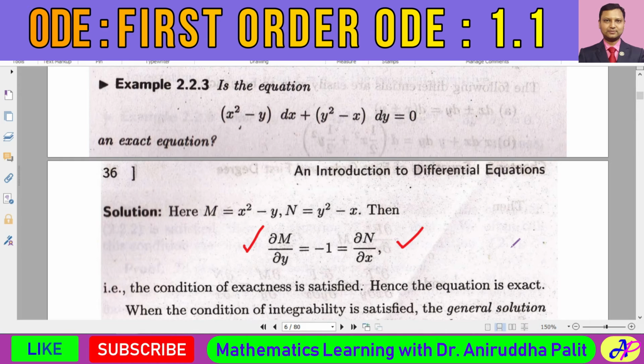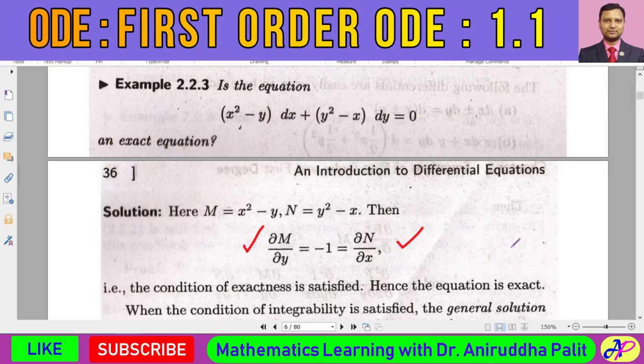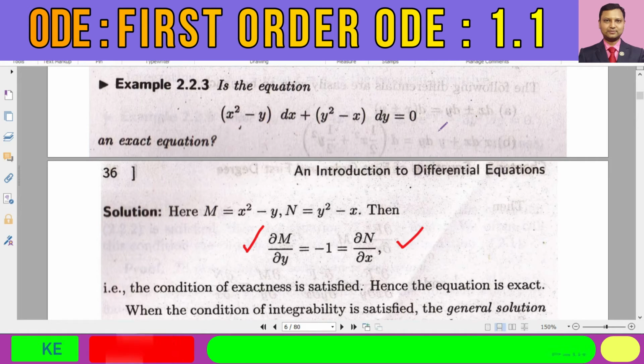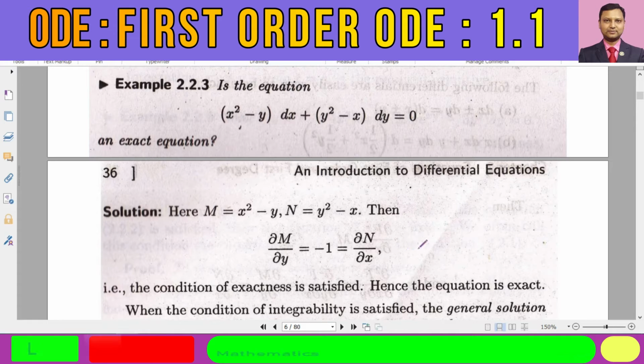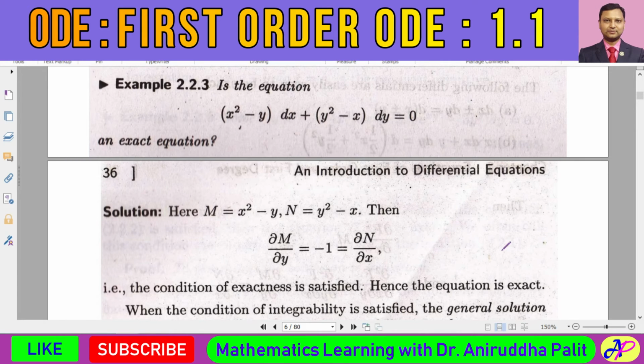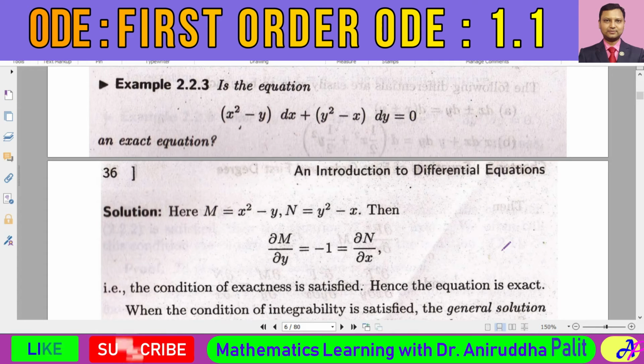So we observe that the condition for solution of this kind of differential equation for exactness is satisfied. So over here the question was, is this equation exact? The answer is yes. The answer is yes.